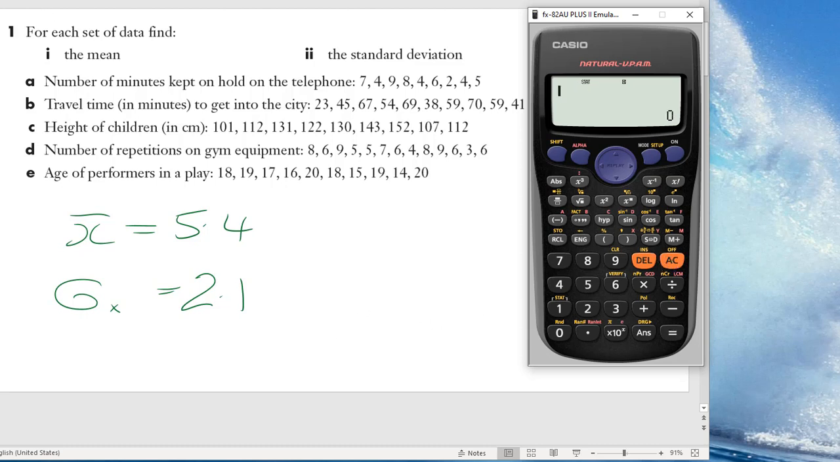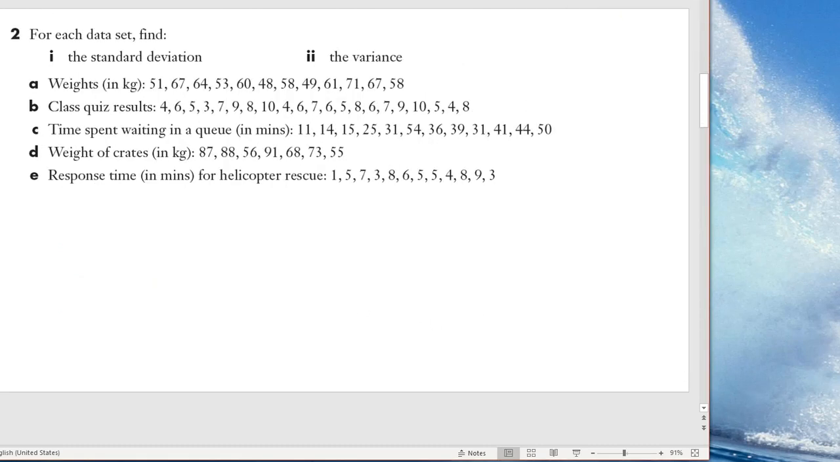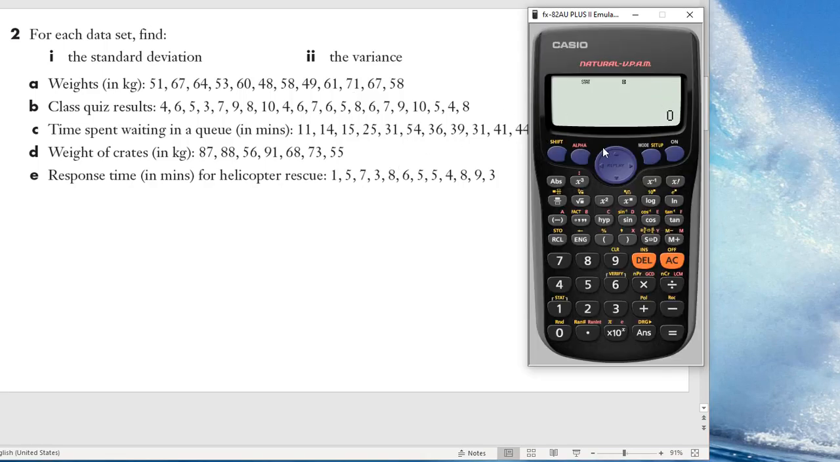On to question number 2. Find the standard deviation and the variance of each of these. I think it's been made pretty clear. I'll quickly do the first one. Let's say we've just entered some data into our calculator. If you want to clear that, probably the safest way to clear your calculator before you do another question is if you hit mode, go back into option 1, your computational mode, and then just go back into stats mode, and that should clear your calculator.